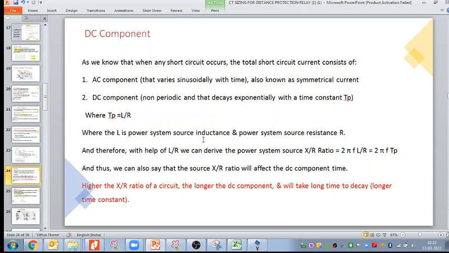For the DC component, we are calculating how much time is required for it to decay, and that time is L by R.